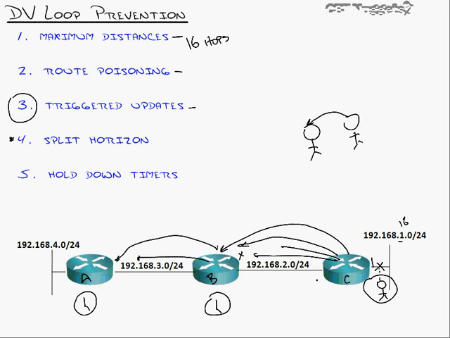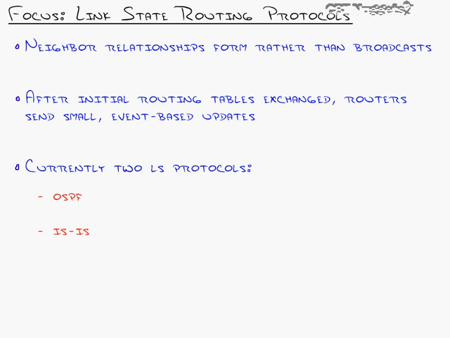So all of those five things are loop prevention mechanisms, and they are all drawbacks of using the RIP routing protocol. Now let's change our focus to the link state routing protocols, which have no loops because they have a completely different system of handling routes and route updates. First off, link state routing protocols form neighbor relationships with each other rather than just sending broadcast or multicast packets to everyone.